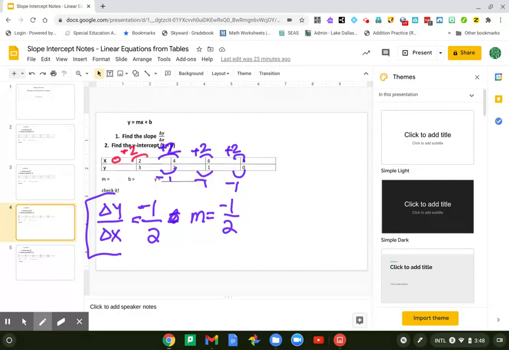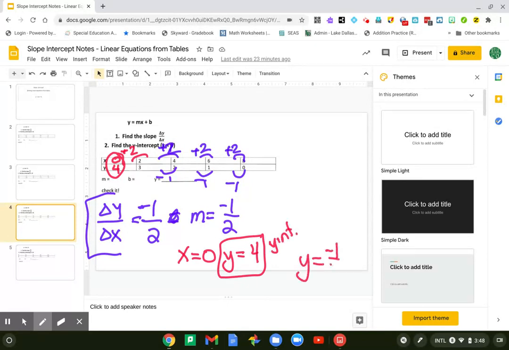Same here. 3 minus 1 is 2. So if I added 1, I'd get 4. So I've got a 0 and I've got a 4. My x is 0 and my y equals 4. Then that means this is my y-intercept, which means my equation is -1/2 x plus 4.